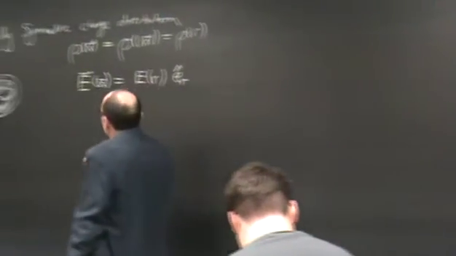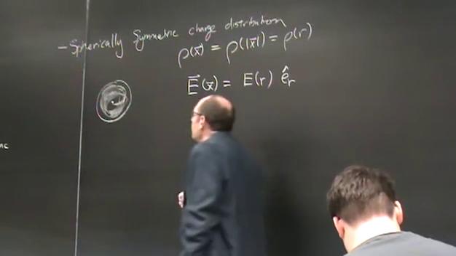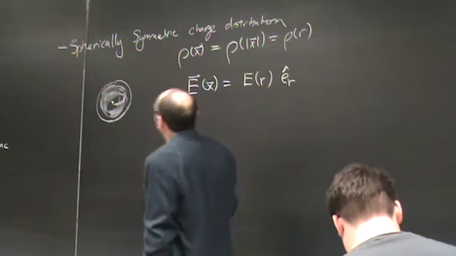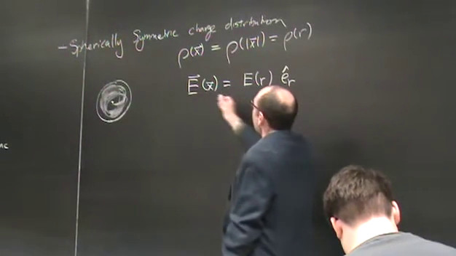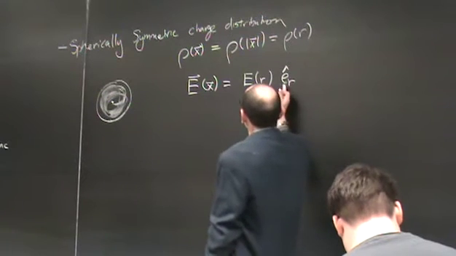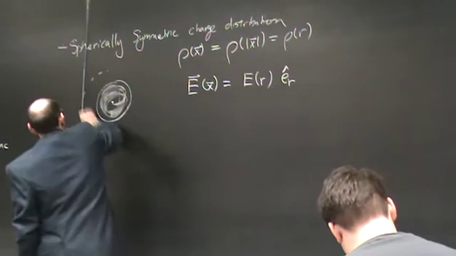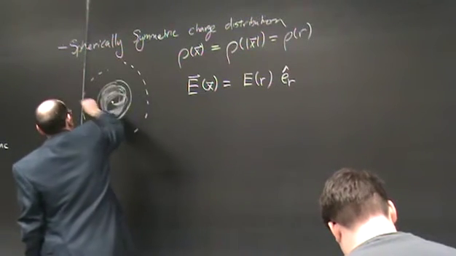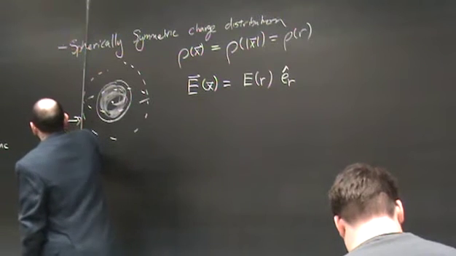And thus, we know what kind of surface we should choose in order to determine the flux integral. We should pick a surface whose normal is in the radial direction. So we should choose a sphere as our Gaussian surface.